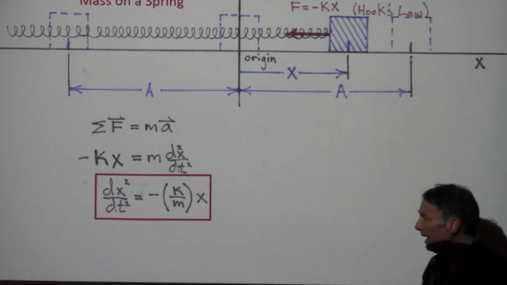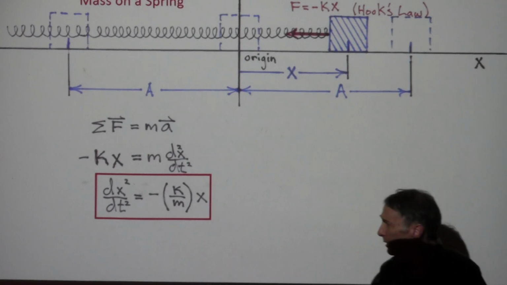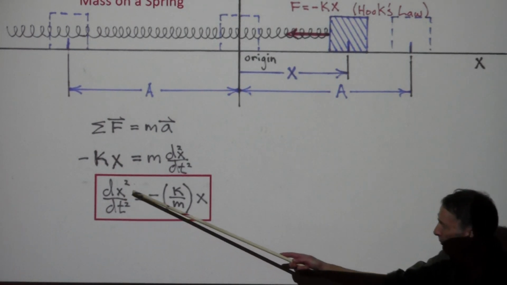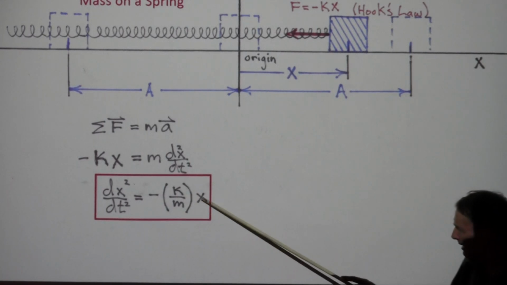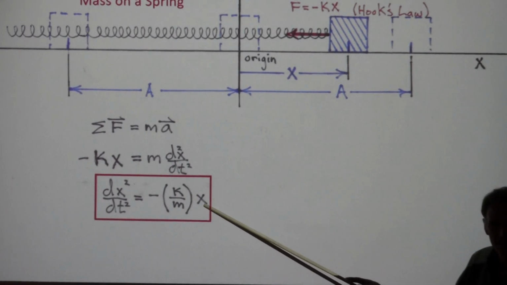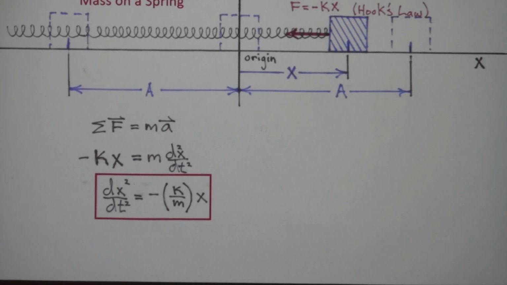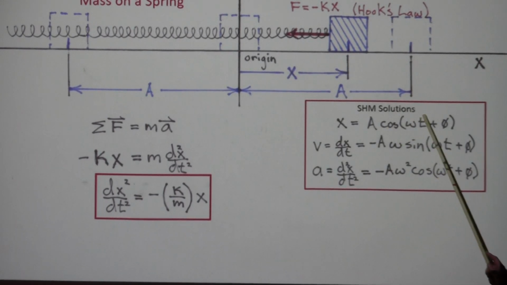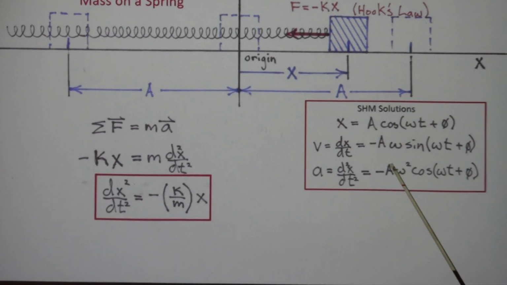Now, right now, this is the differential equation. We need to solve for that, but this is a little tricky. We've got the second derivative of x equaling some constant times x. So how do we get a solution? Well, I'm going to suggest that maybe simple harmonic motion solutions are valid.